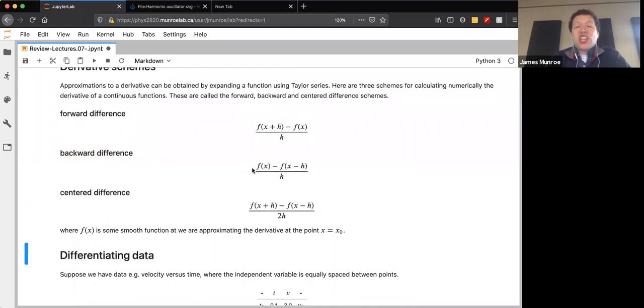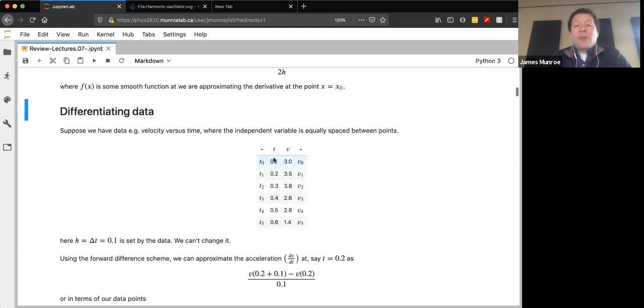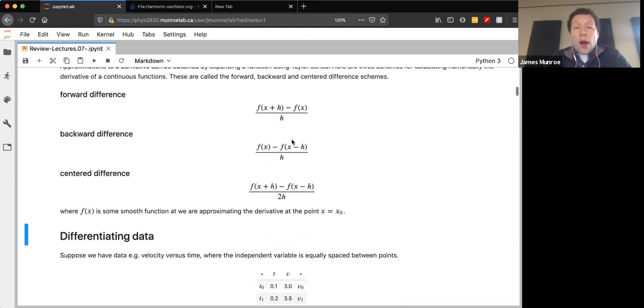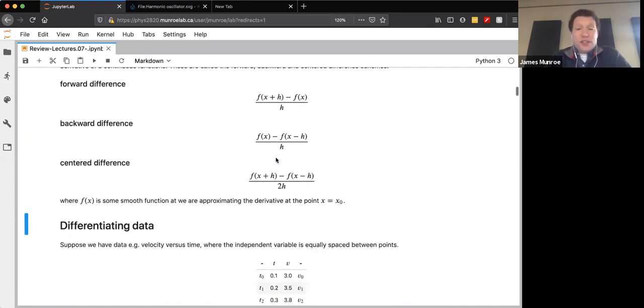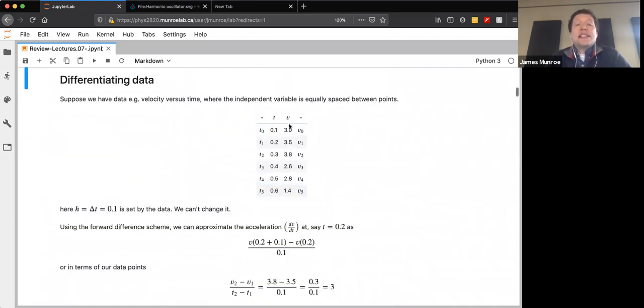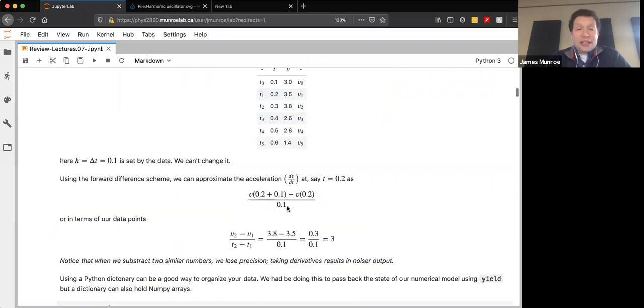Here are different schemes you could use to approximate a derivative. Derivatives can be approximated from data, as in if you had the information in a table or a data frame, then you could apply one or more of these formulas to calculate the derivatives of it. So if I had your data in time and velocity, I could use any of these schemes to figure out the acceleration of that data.